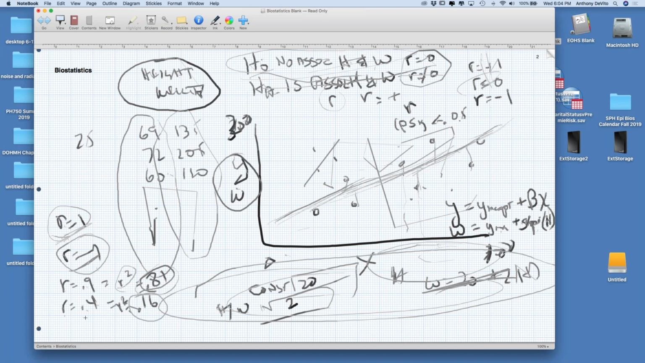If R was only 0.4 and R squared turned out to be 0.16, then the influence that height has on weight is much smaller. Only 16% of the variability in weight is predicted by knowing a person's height. So there must be other variables that we haven't tested that have a bigger influence on a person's weight than their specific height. So that's how we would use that R square value. Let's do a couple of quick examples.